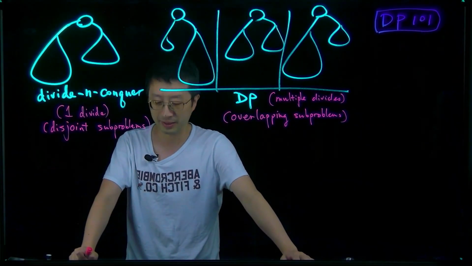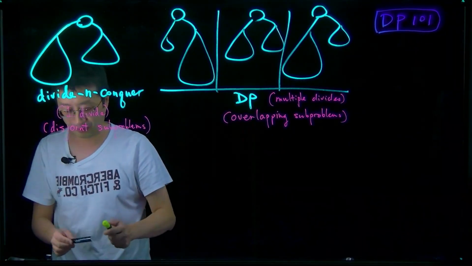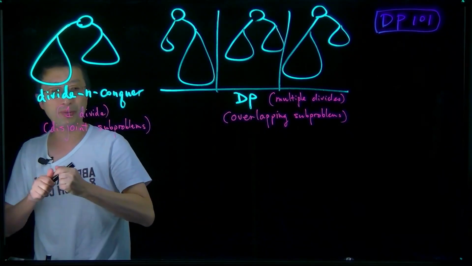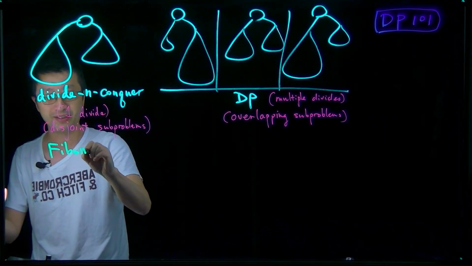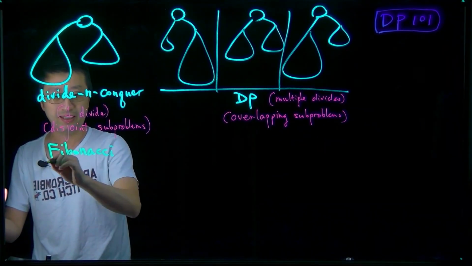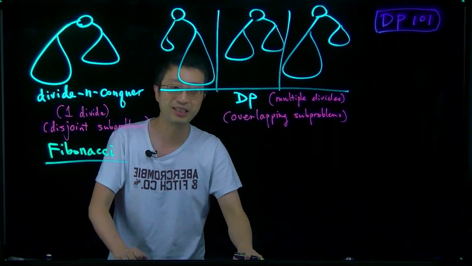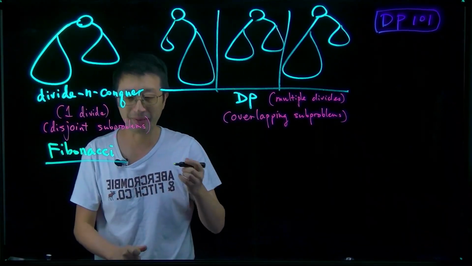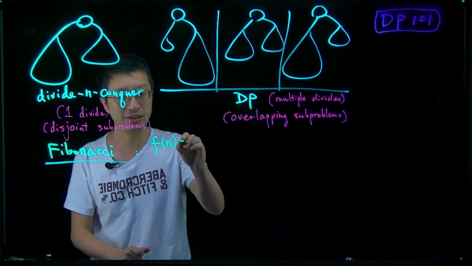Well, the answer is actually quite surprising. The answer is Fibonacci. So the Fibonacci series is by far the simplest example, and the first example you should use to introduce DP. Okay, so what is the Fibonacci series? Well, everybody knows that Fibonacci is just a series.